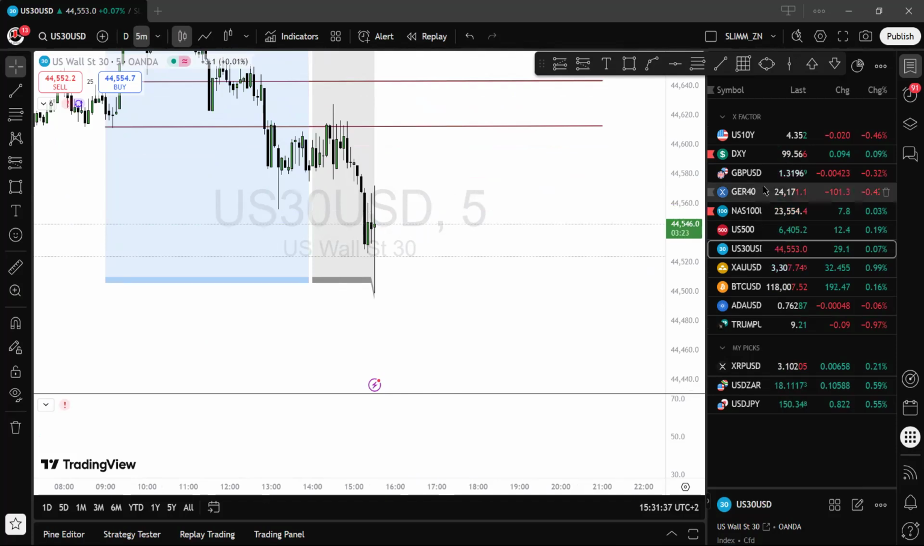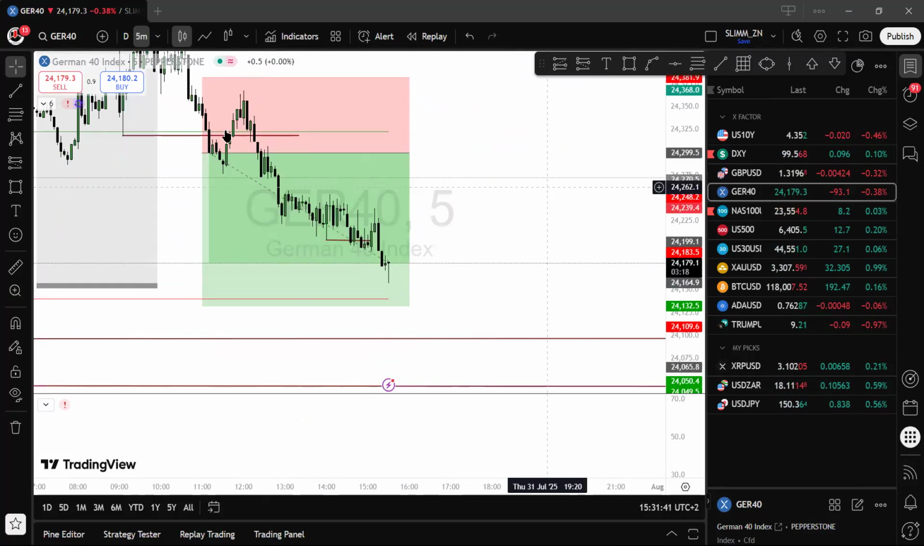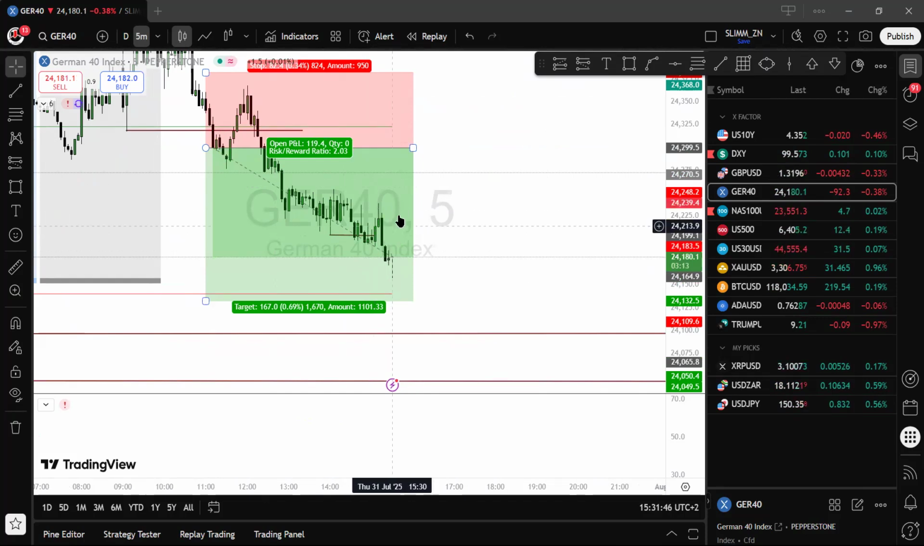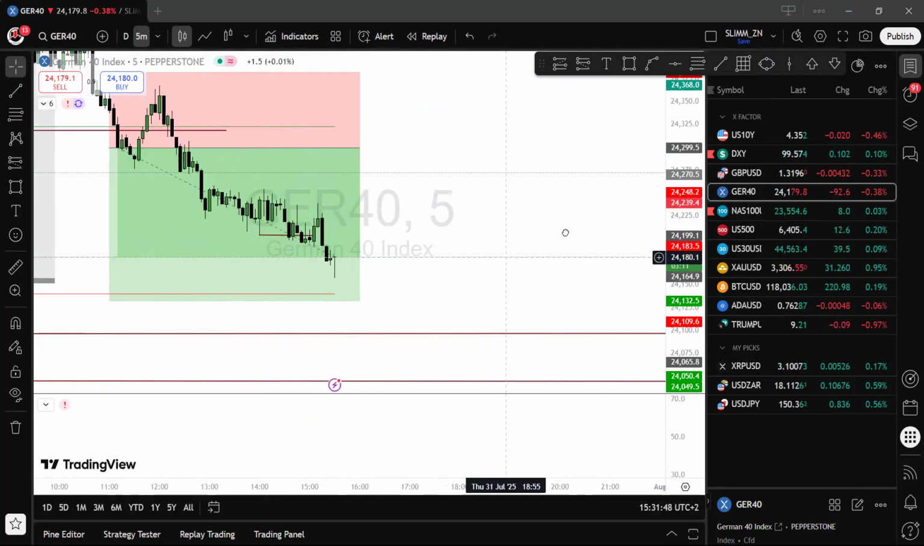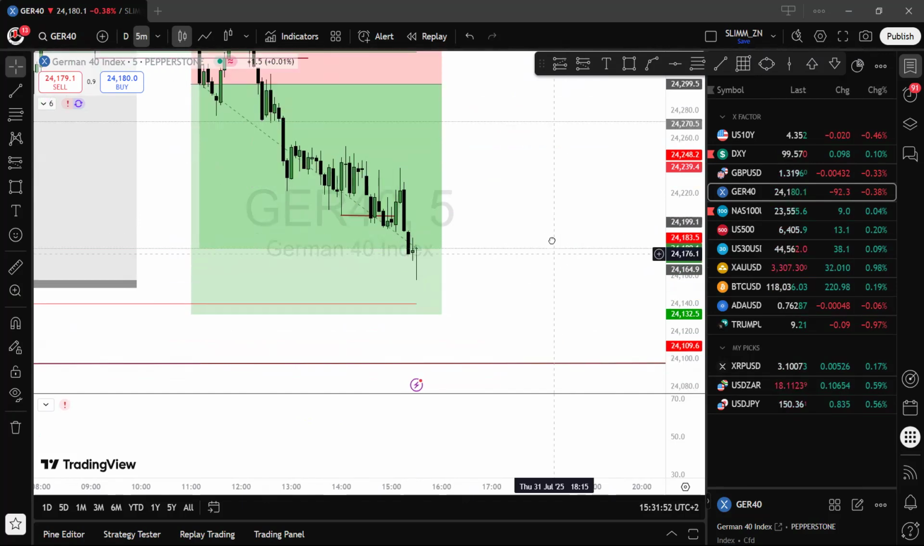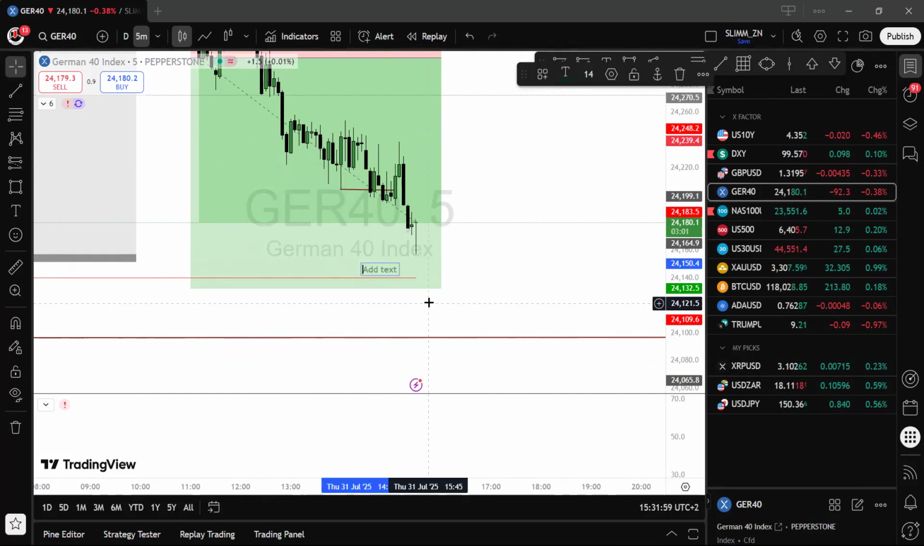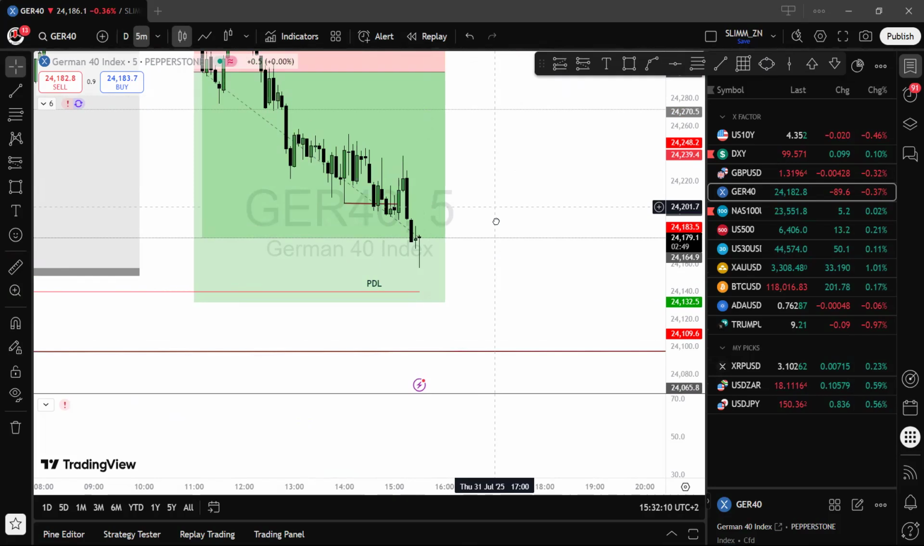Let's see what's happening with German 40. German 40 has got this setup which is playing from the morning. What I simply want to see is if we're going to get a continuation. So let's see what they do. We are almost close to where that morning session completes. So if we do get a break, we might get a zone flip and price might be going all the way to 24,000 as well. So just keep an eye on that previous day low.